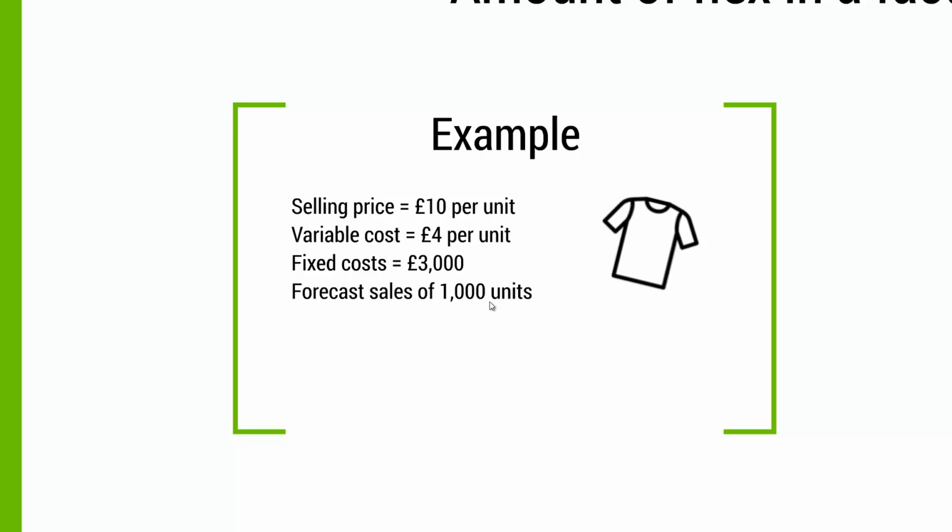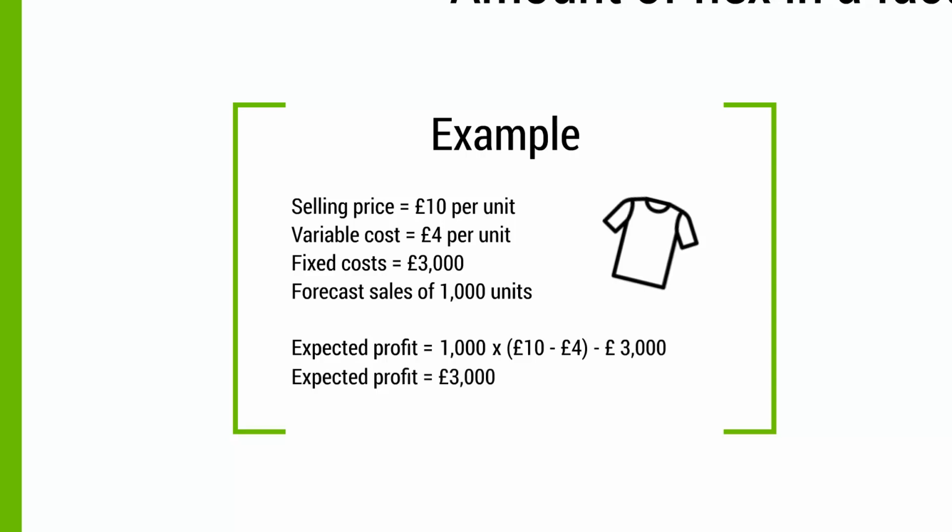So the first thing that we need to do here is to calculate the expected profit. Let's take the number of units, which is 1,000, multiply that by the contribution, which is calculated by deducting the variable cost per unit from the selling price per unit, because that is how much each unit sold goes towards contributing to paying off your fixed costs and getting you into profit. And then we deduct the £3,000 in fixed costs. So essentially it's 1,000 multiplied by 6, minus 3,000, which gives us an expected profit of £3,000. So that's a good project to undertake. It's going to give us a profit of £3,000.